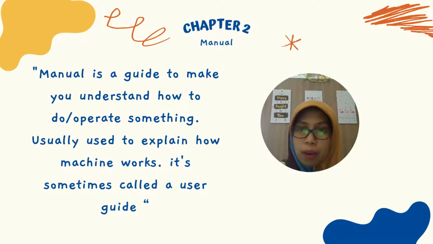Now let's see an example of procedure text in the form of manual. Manual is a guide to make you understand how to do or operate something, usually used to explain how machine works, and it's sometimes called a user guide.